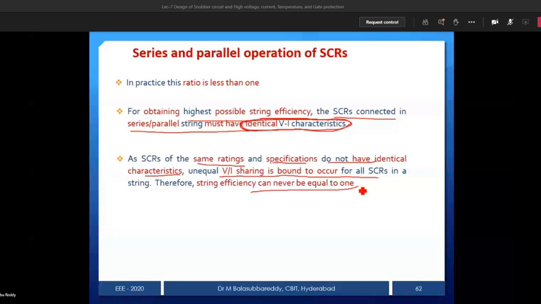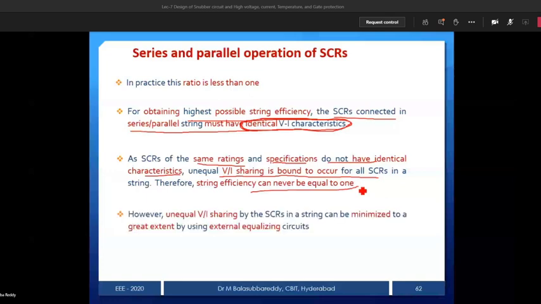But how to make it equal? That is another question. Initially it won't get it; later you have to make it, otherwise there is a problem. Those problems we will also see, what will happen if there is unequal voltage sharing, all these things.